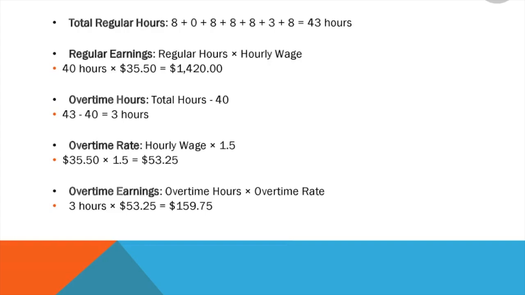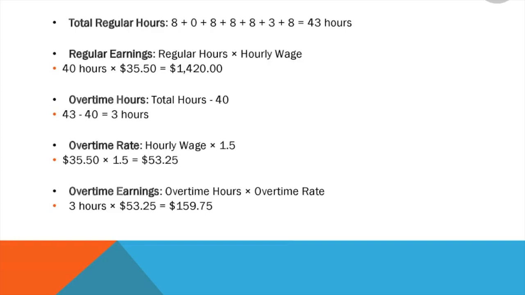Lawrence's payroll calculation, we will be adding up all the total regular hours together. 8 plus 0 plus 8 plus 8 plus 8 plus 3 plus 8 equals 43 hours. Regular earnings is going to be regular hours times the hourly wage. We have 40 hours times $35.50, which equals $1,420.